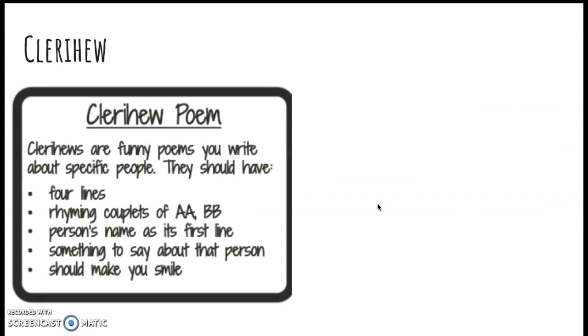A clerihew, wrapping it up with the final one that we're going to talk about today. A clerihew poem, they're funny, and you write about a specific person. They need to have a couple of things to make them a clerihew poem. They have to have 4 lines. They have rhyming couplets of AA, BB.